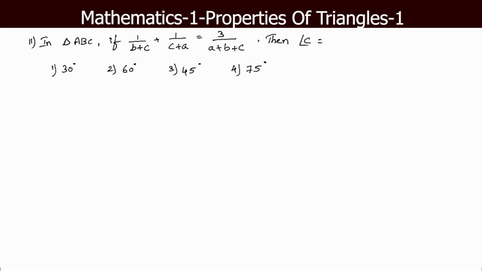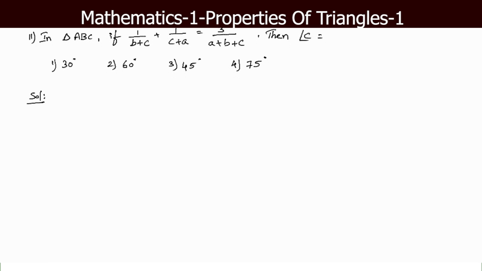Please see 1 by b plus c plus 1 by c plus a. So you will get angle C. The formula for angle C is nothing but you will get the angle C is always 60 degrees. So you can remember it. And the converse of this problem is also true. That means in a triangle, if angle C is equal to 60 degrees, then 1 by b plus c plus 1 by c plus a will always be equal to 3 by a plus b plus c.